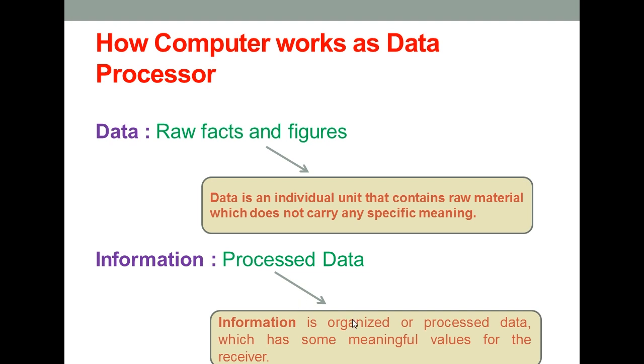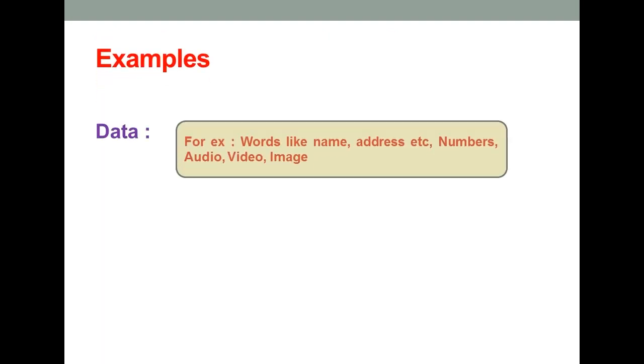We can understand this data and information with the help of examples also. This is one example of data. Words can be data, words like a name you have mentioned, an address you have mentioned. In some form it can be considered as data. I'll tell you how and when it will be known as data. Then numbers, audio, video, image. These are all examples of data.